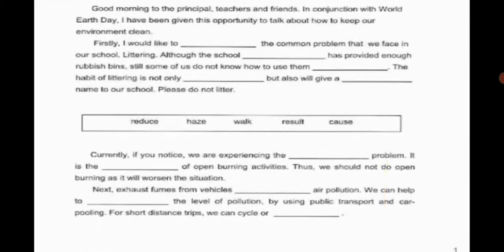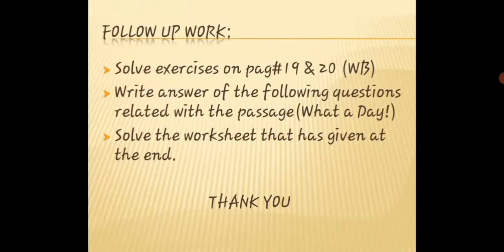All right. And next, it's a follow-up work for all of you. The first, solve exercises on page 19 and 20 in your workbook. Next, write answers of the following questions related with the passage, What a Day, and solve the worksheet that is given at the end. All right.